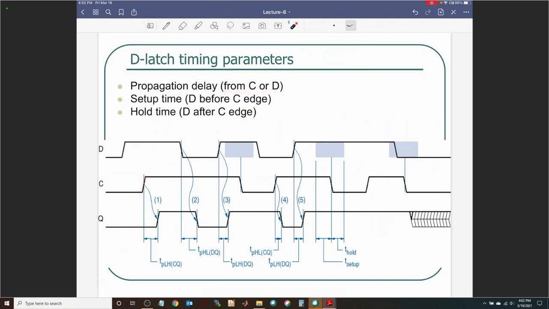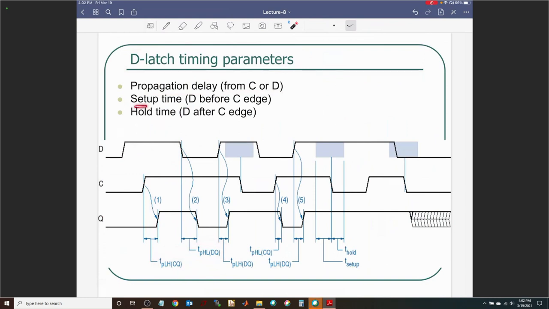When C changes or D changes, the output changes after a certain propagation delay, indicated by those causality arrows, as well as captured in this notation here. Propagation delay, when output changes from high to low or low to high, when there is a change in C or when there is a change in D. Exactly the same as before.